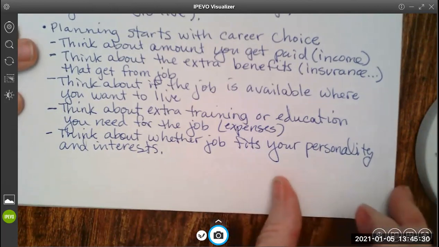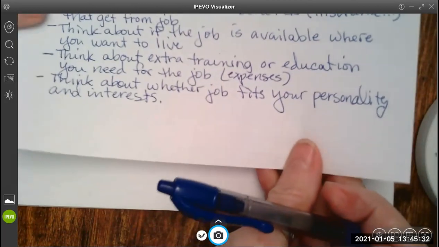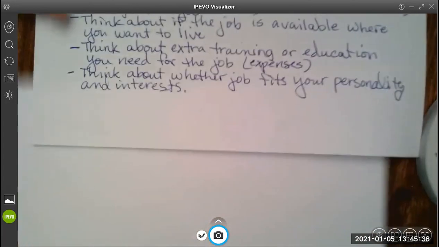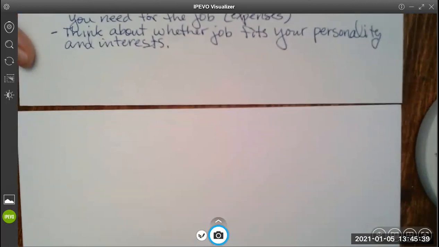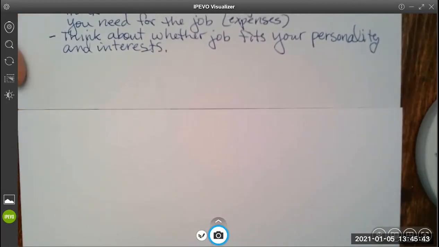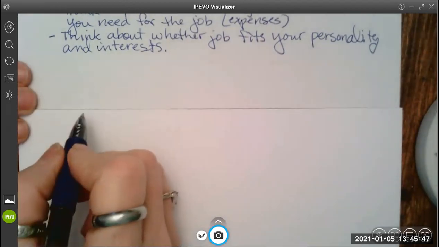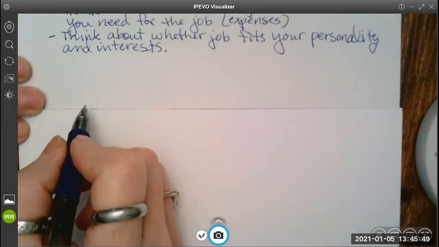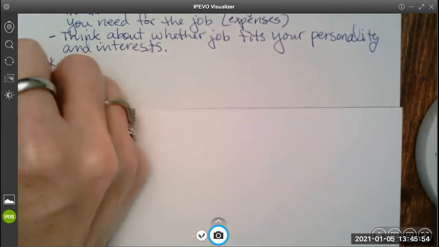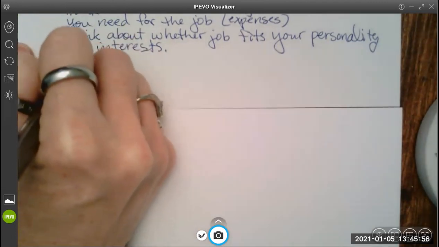All right. So it is important to think about those things when you're picking which career you want. Don't just go for the big ticket career, because maybe the big ticket career is not the career for you. It doesn't fit your personality. It doesn't fit anything. It's just about the money and you will end up hating it. Okay.